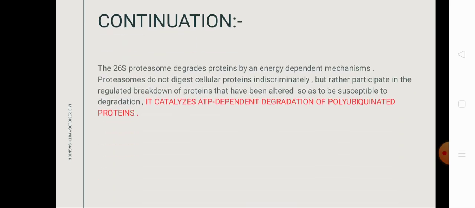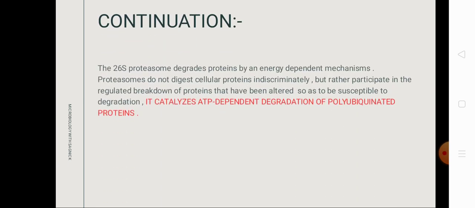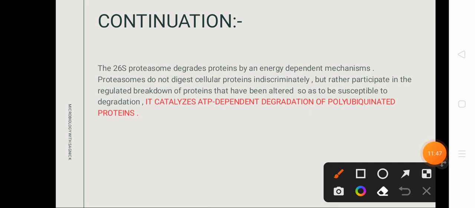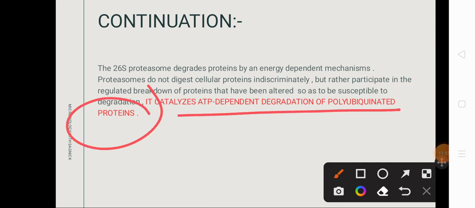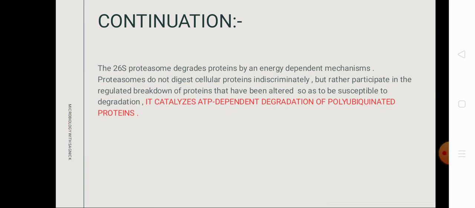We have also discussed the 19S regulatory protein functions. So here I have written that it catalyzes ATP dependent degradation of polyubiquitinated proteins. That is what I have just explained to you. So that is the idea.